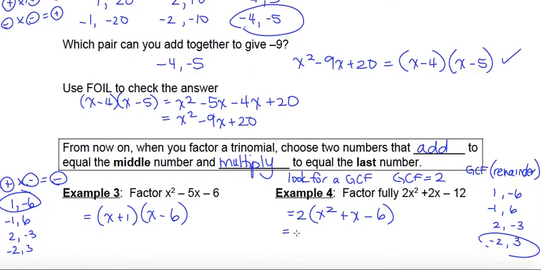So then it becomes, I still write my greatest common factor out front, and then I break up this trinomial into two binomials. So it becomes x minus 2, because that's my first value, and then x plus 3. And then this would be factored fully. So I always keep my greatest common factor out front and then break up that trinomial into two binomials.